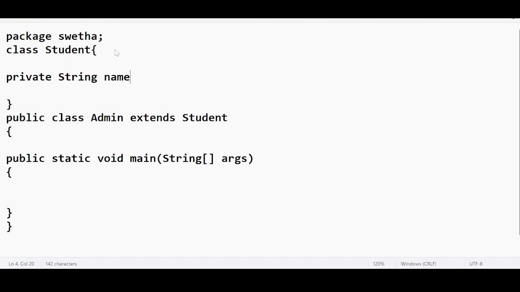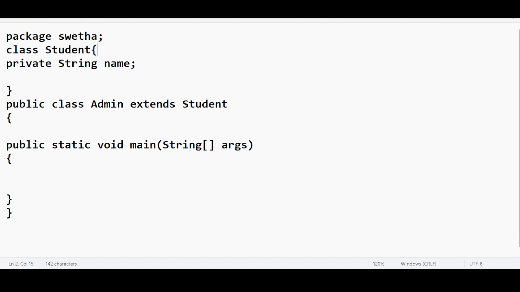I want to store the names of the student, private string name. So this is a private variable, right? This is a private variable. Now you tell me what is the output of this particular code. For example, if I do, let us take that name of the person is Samita.